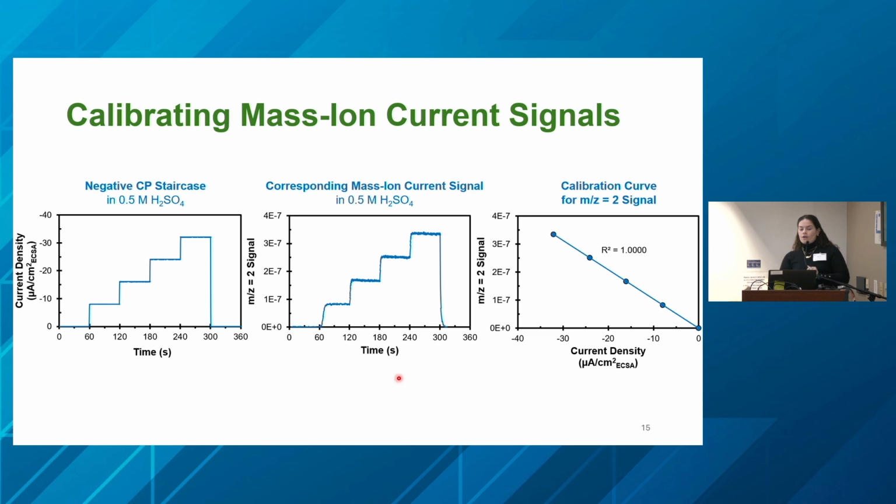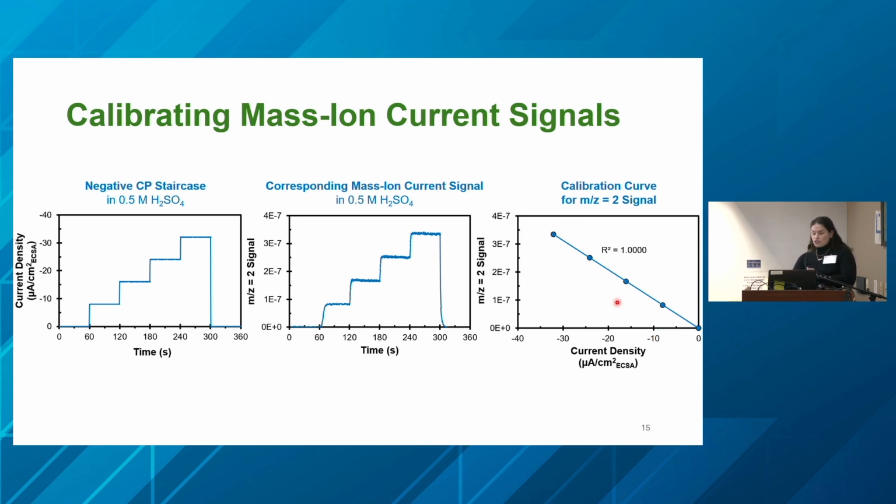So therefore, this calibration was done in 0.5 molar sulfuric acid. So if we apply a negative current to our catalyst, we can safely assume that all of the current that's being applied is going towards the production of hydrogen. That's why a calibration like this works for this particular species. So then we can take the last 80% of each step, and plot that against our known fixed current density in order to obtain a calibration slope.